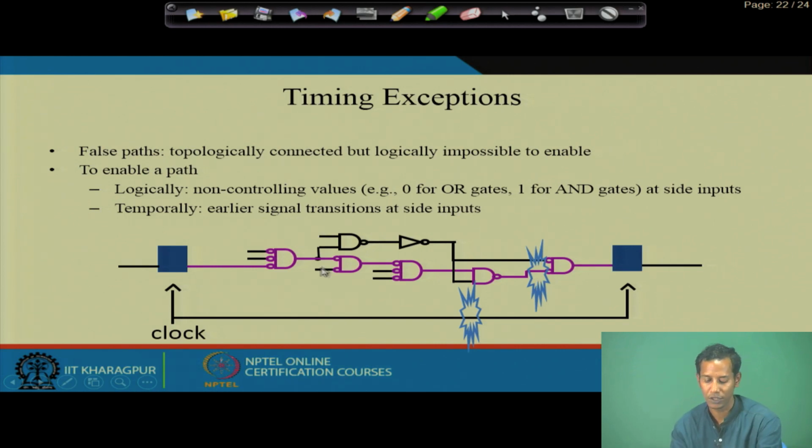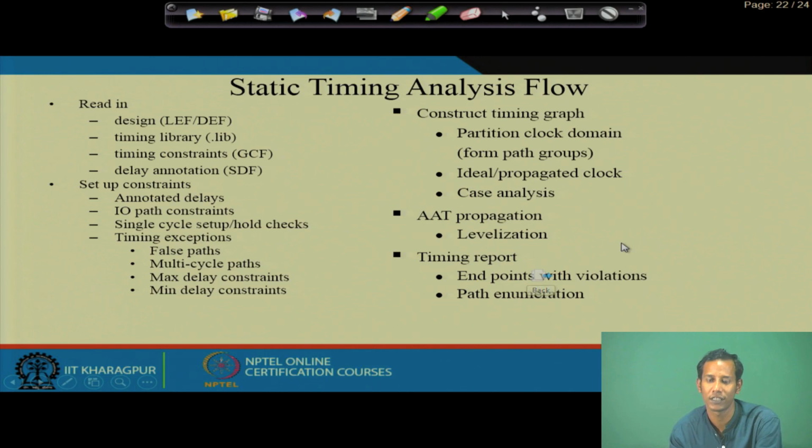In a false path, in an AND gate, if one of the inputs is 1, the output will be just the same as the other input: if it is 0 it will be 0, so if the input is A and the other is 1, the output will be just A. In the case of an OR gate, if this is 0, the output will be just A. So topologically it may be connected, but logically it may seem that it is not connected to this particular longest critical path.